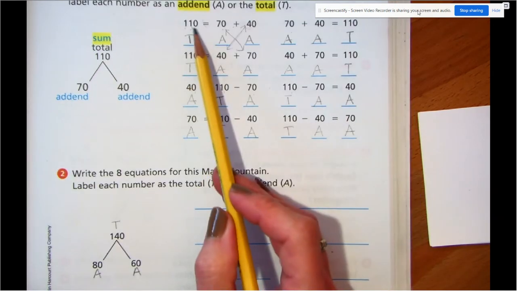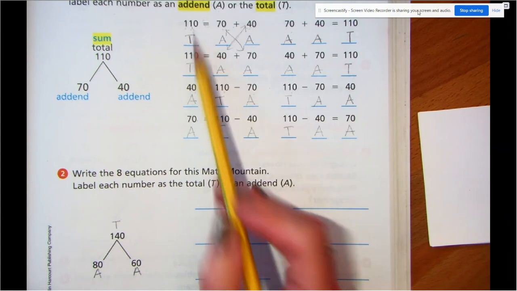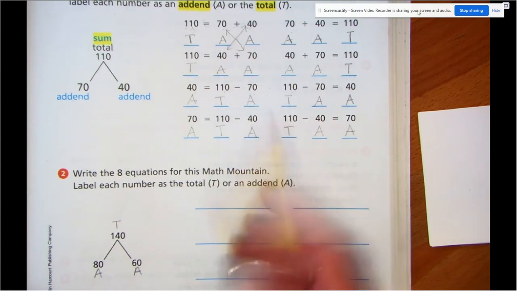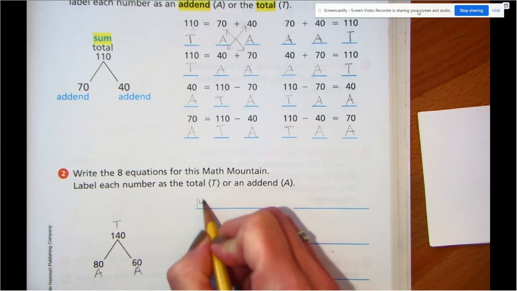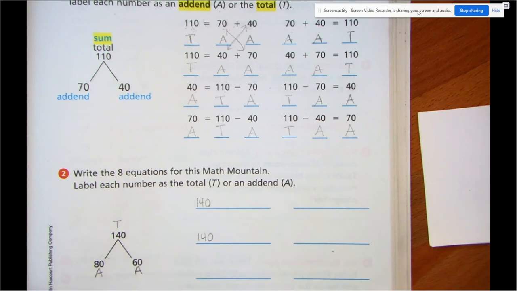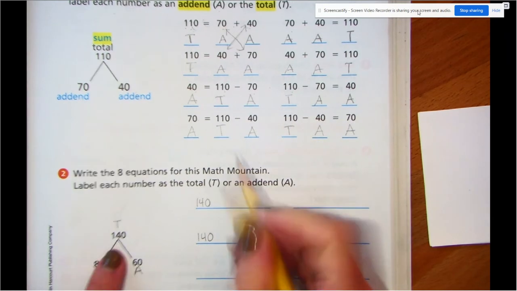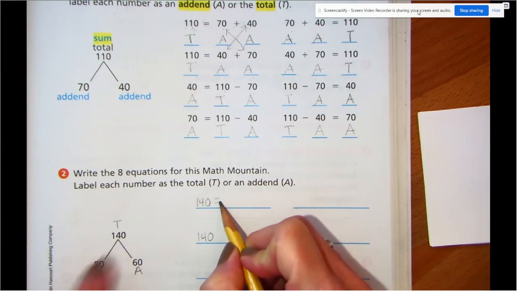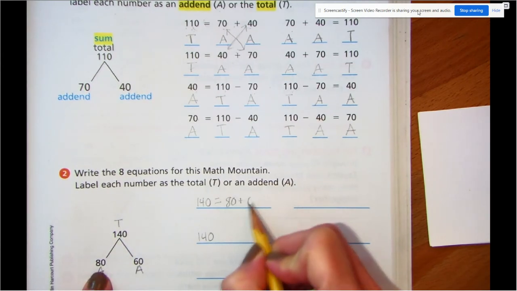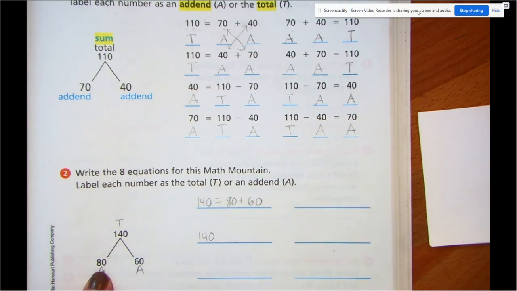So on the top, they started with the total, right? For the first 2, they started with the total, and they just flipped those addends. So let's start with our total of 140. We're going to write 140 again on that second line because we know we're going to start with the totals. So I know that 140 equals these numbers added together. So I'm just going to put those numbers as part of my equation.